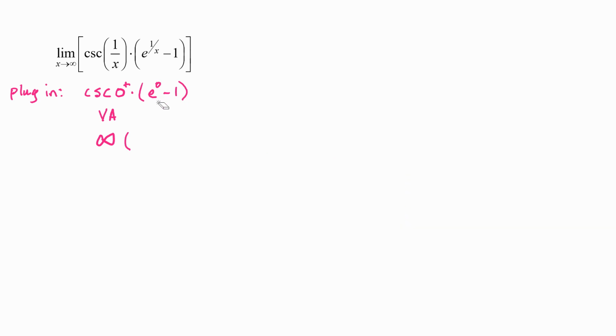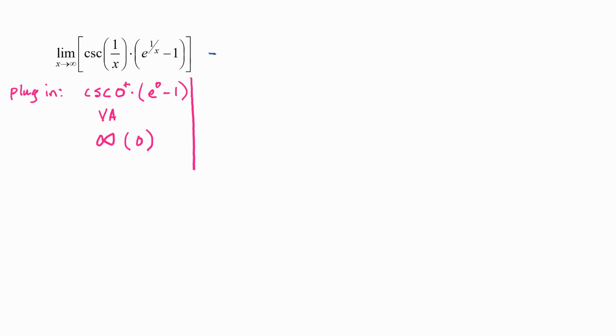Now e to the 0 is 1. 1 minus 1 is 0. So we have this situation now where we have infinity times 0. That means we are not allowed to use L'Hopital's rule yet. So we have to do a little bit of work to get it in format so that we can use L'Hopital's rule.